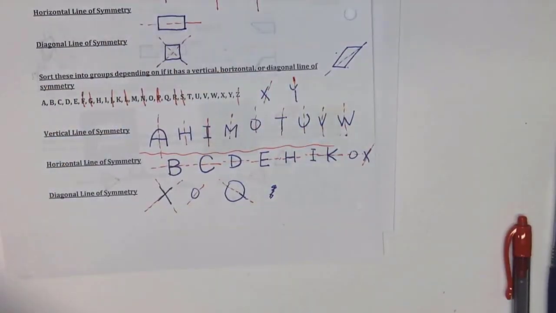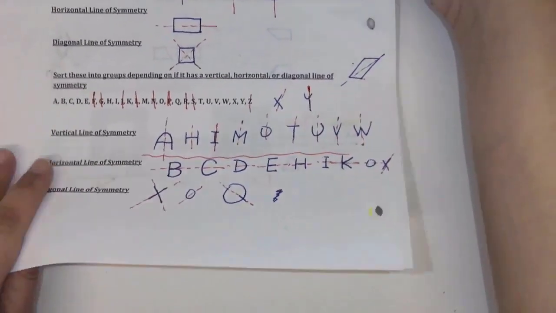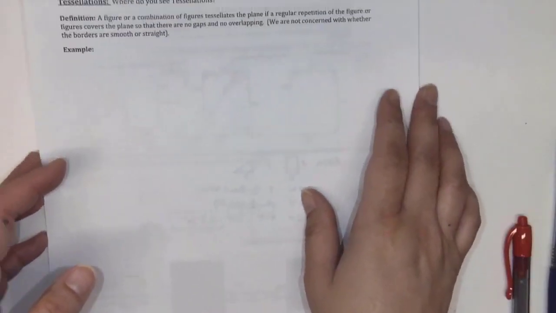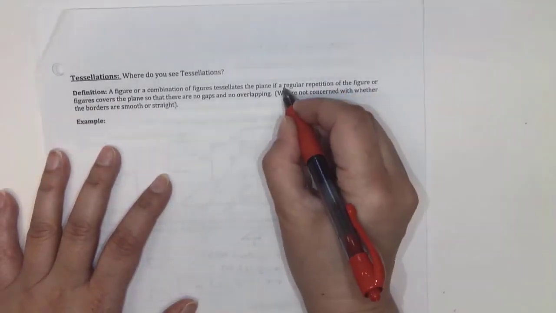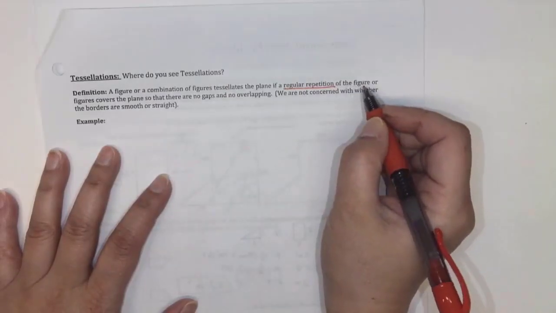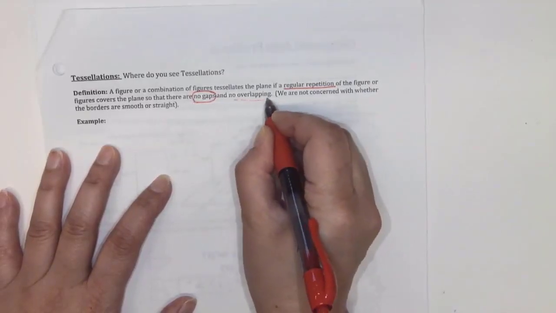Okay. All right, so the last page talks about tessellation. Anybody know what tessellation is? No? Tessellation is when you use figures or a combination of figures to tessellate the plane in regular repetitions, and the figures will cover the space with no gap and no overlapping. We don't really care if the edges are smooth or not. So we are repeating some shapes or a combination of shapes, making sure there are no gaps and no overlapping.